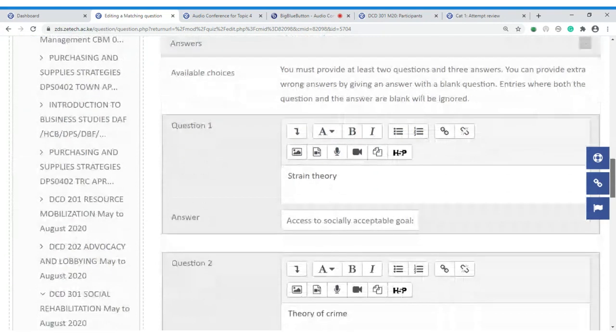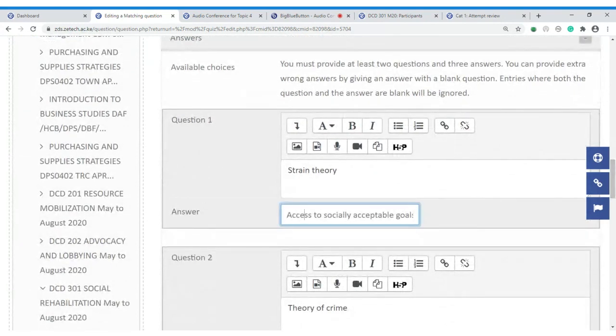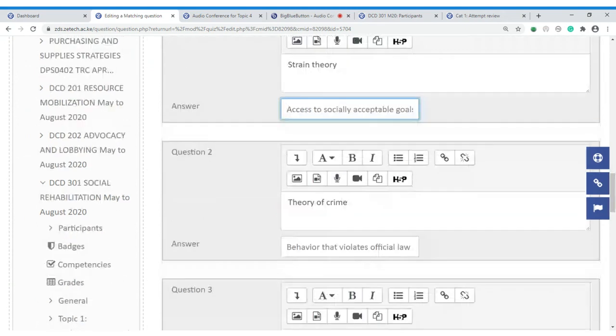Strain theory. Its definition is: access to socially acceptable goals plays a part in determining whether a person conforms or deviates. What we are saying is that when a person starts behaving in a certain kind of way, strain theory says it is dependent on their goals. If they have acceptable goals, then they will behave well. If they don't, they will not behave well. As simple as that. The rest you can construct from there.